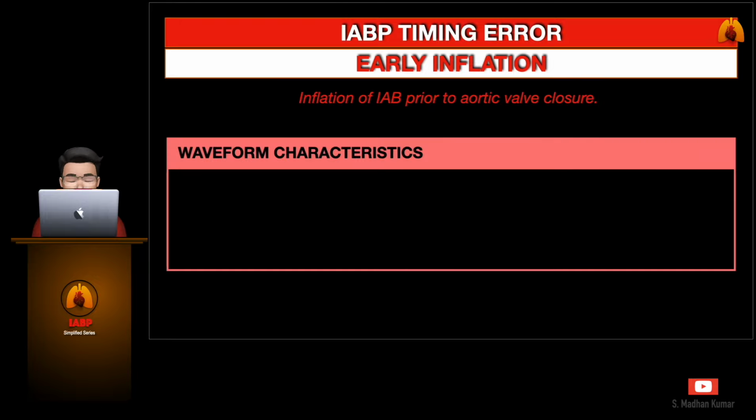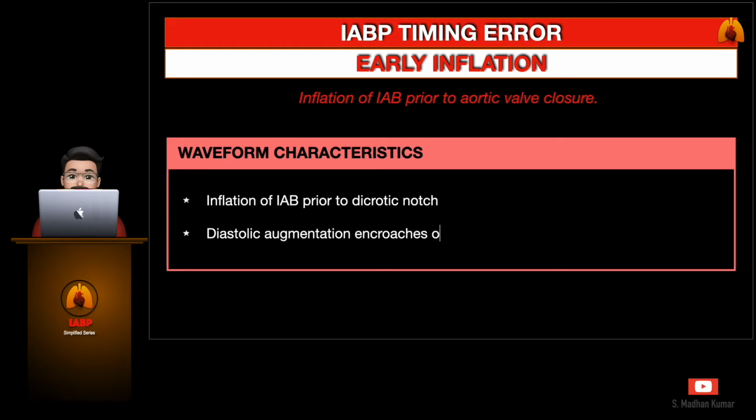The waveform characteristics of the early inflation are the inflation of intra-aortic balloon prior to the dicrotic notch, and diastolic augmentation encroaches onto the systole. Sometimes it may not be able to be distinguished.